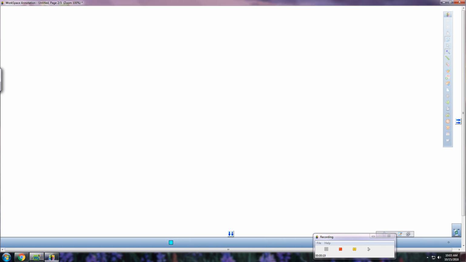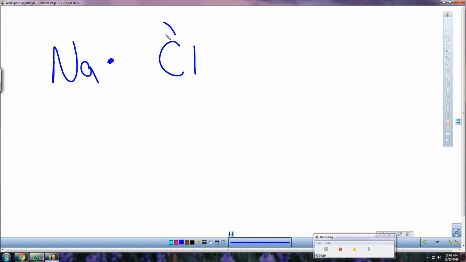Now, what does that look like? Again, we're just going to redraw it real quick. Sodium, chlorine, and I use X's just to kind of show where the different electrons belong.